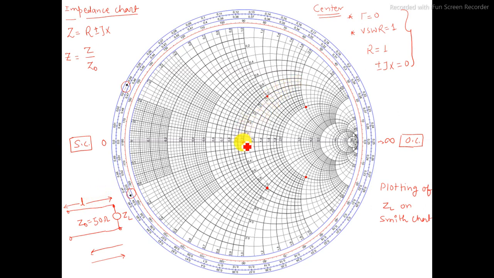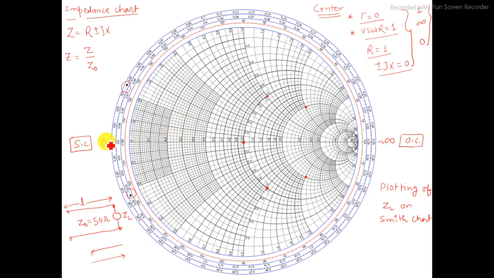As we know, this is the center point of the Smith chart. Here the reflection coefficient gamma will be 0, VSWR will be 1, the real part of impedance R will be equal to 1, and the reactive part plus minus jX will be equal to 0. Another important point is at the outer circle, where R is equal to 0. At this point, the reflection coefficient gamma will be equal to 1 and VSWR will be equal to infinity. The reactive part will be maximum and R will be 0. So these points we have to remember.